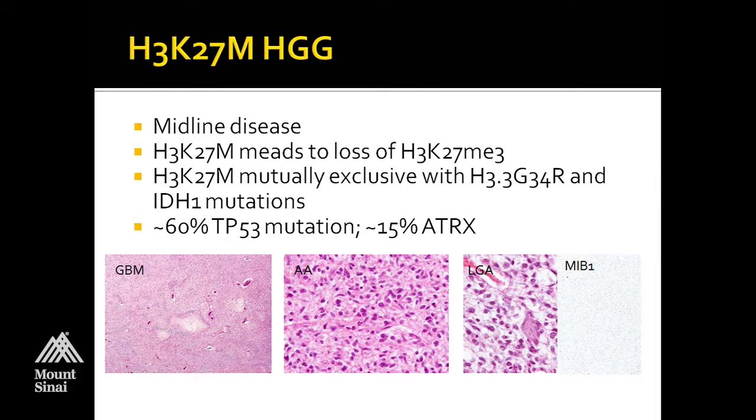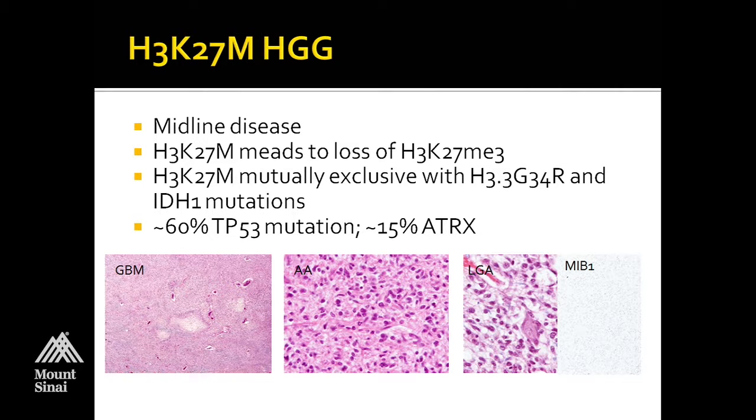Okay, in contrast, as I mentioned, H3 K27 is a midline disease. H3 K27 is thought to lead to the loss of this trimethylation on the K27 across the entire genome. It's mutually exclusive with G34 and IDH mutations. The association with P53 and ATRX is there for K27, but it's actually much less strong than it is with G34. So about 60% of cases with K27 will have a TP53 mutation, and about 15% will have ATRX.